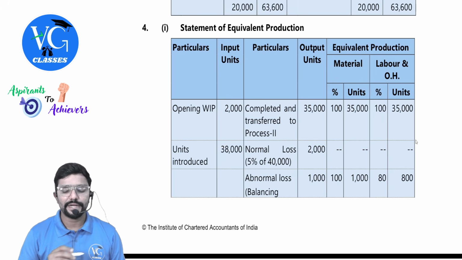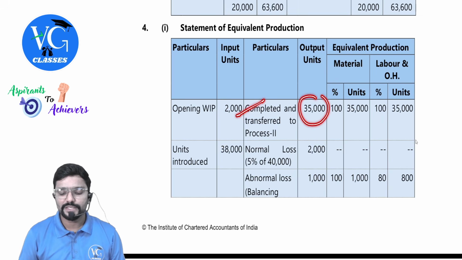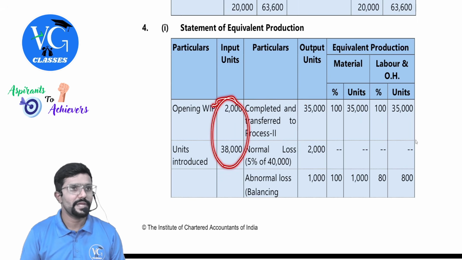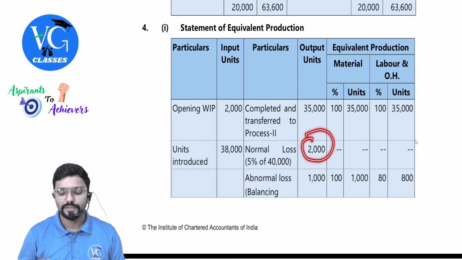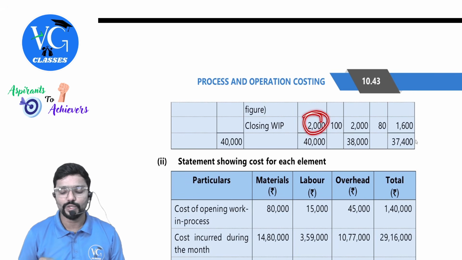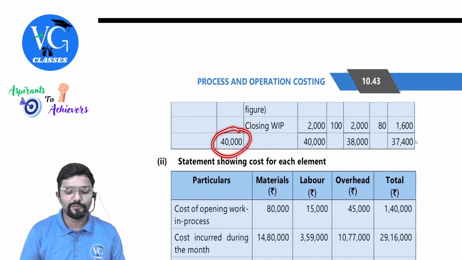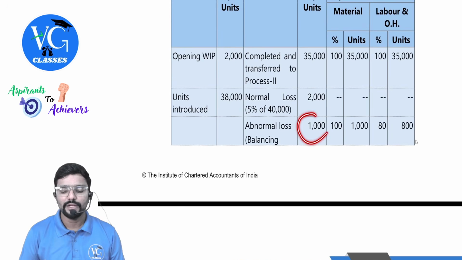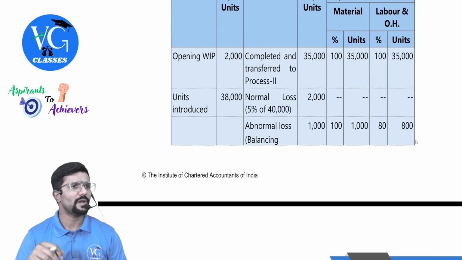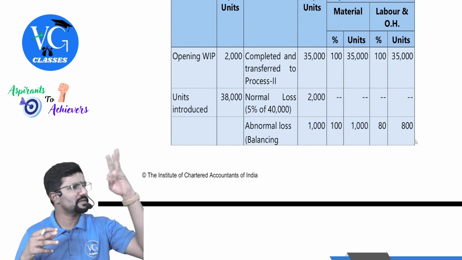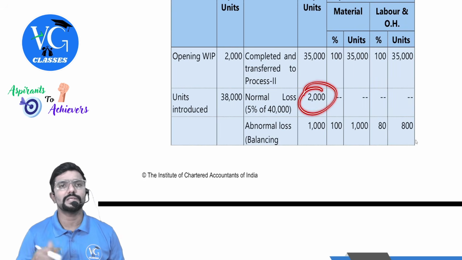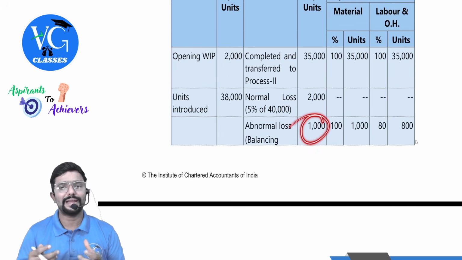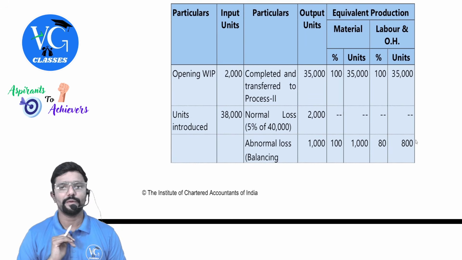Coming to the output side. Completed and transferred to Process 2 is 35,000. Normal loss is 40,000 into 5%, 2,000. Then closing WIP is 2,000. Check. Input is 40,000, whereas output is not matching with 40,000. So what is the balancing figure? Abnormal loss. Or else you can calculate in another way: total loss 3,000 given minus normal loss, remaining is abnormal loss. Or you can just keep it as the balancing figure in this column. Either way you can do.